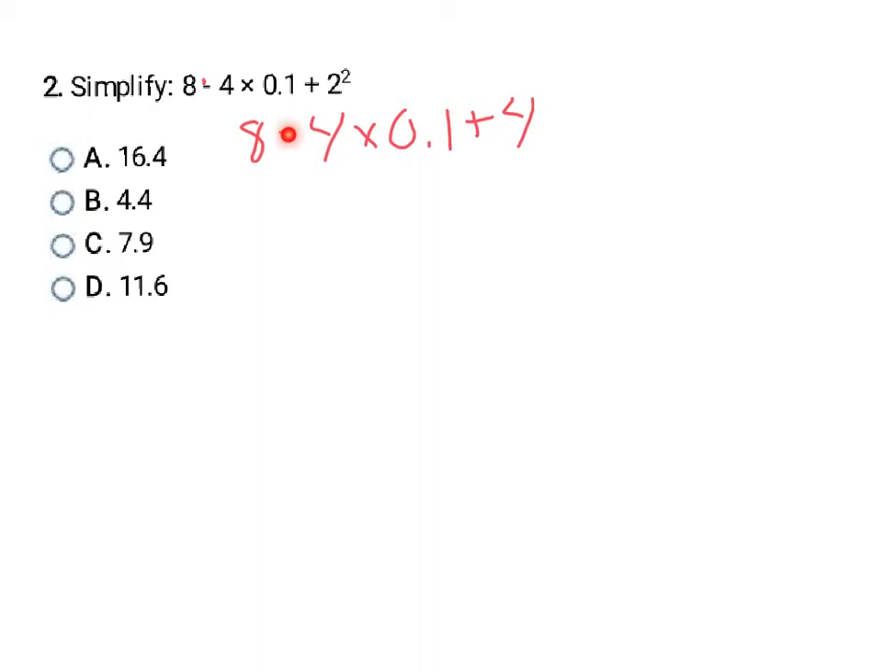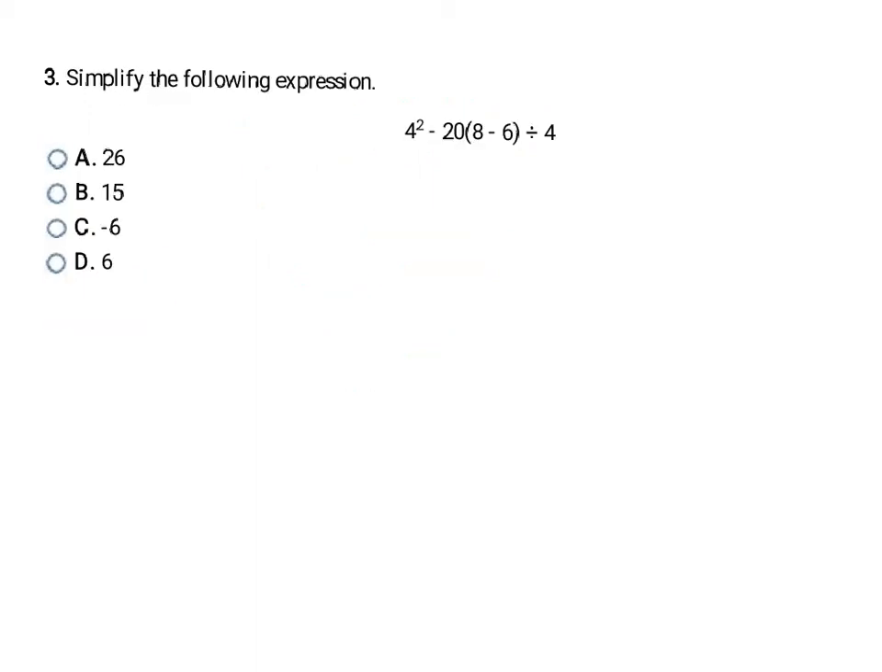So now I have subtraction, multiplication, and addition. And so the first thing I do there is multiplication. So 4 times 0.1 is going to be 0.4. And then I have subtraction and addition still. So remember, I do those left to right. So I'm going to do 8 minus 0.4 first, which is going to be 7.6. And then I'm going to add 4 to that, and that's going to be 11.6, which is going to make my final answer here, D.